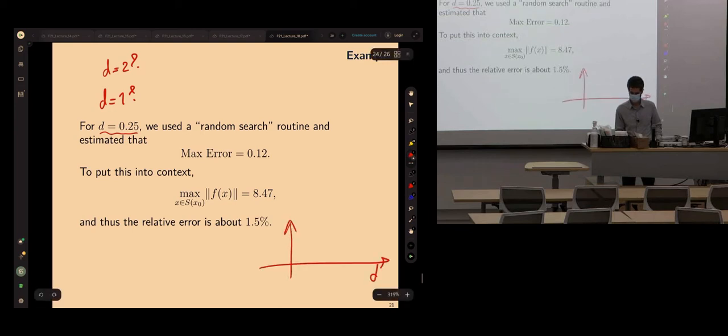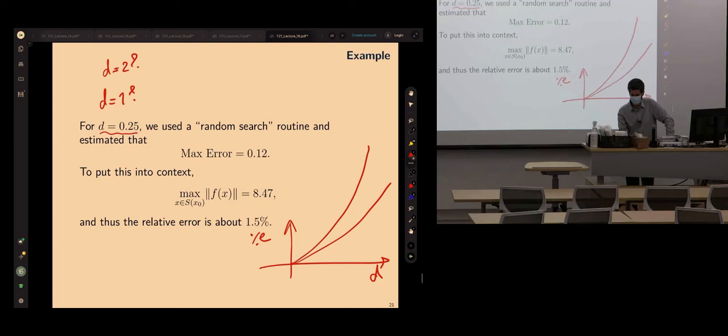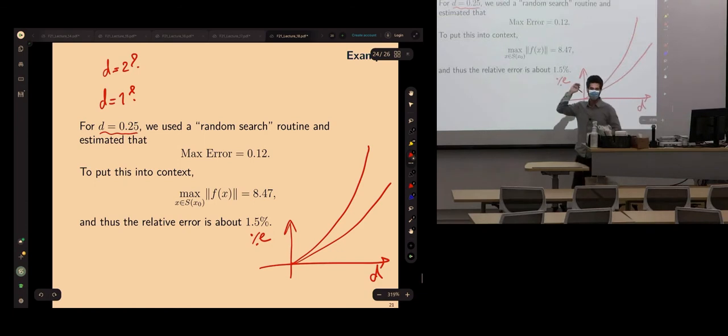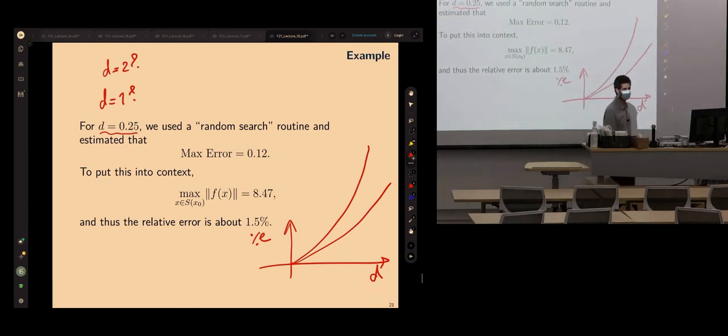And you can actually plot this. You can generate a plot of d versus maybe the percentage of the error. When d is small, probably the error is very small. And then you get something like this. Maybe it's like this. Maybe it's better. It's definitely not like this. All we know is that as you increase d, you're going to get more and more error, unless you redo the linearization at the new point where you are.